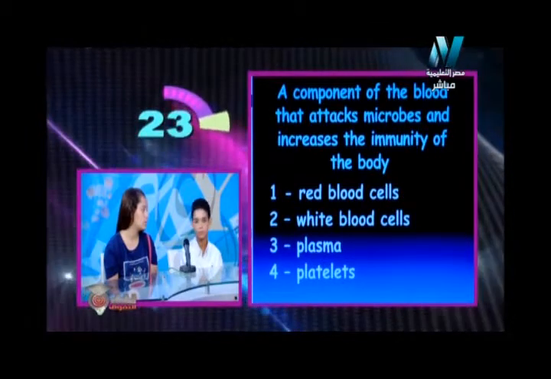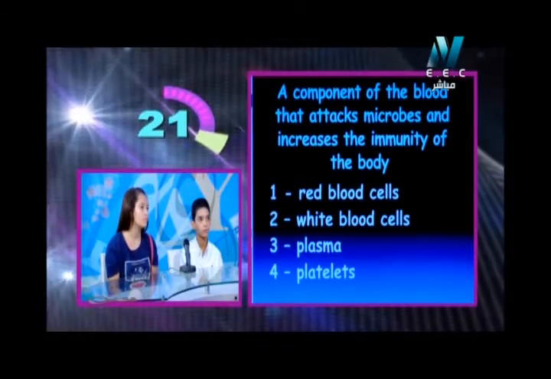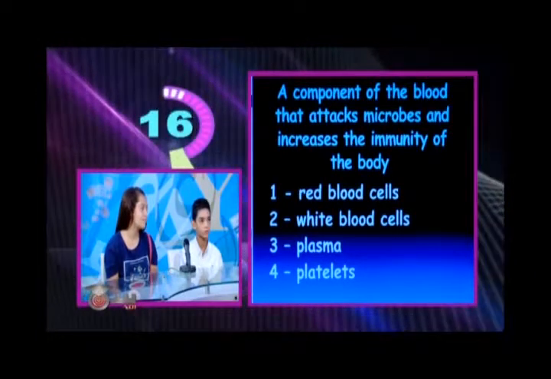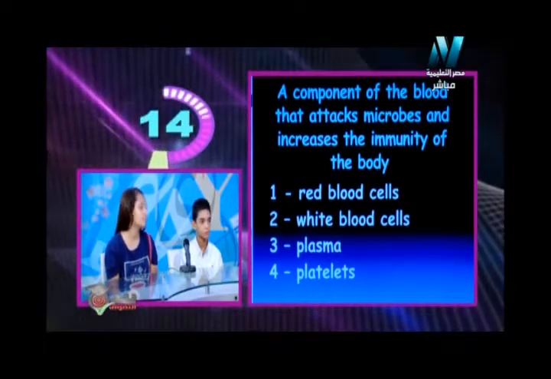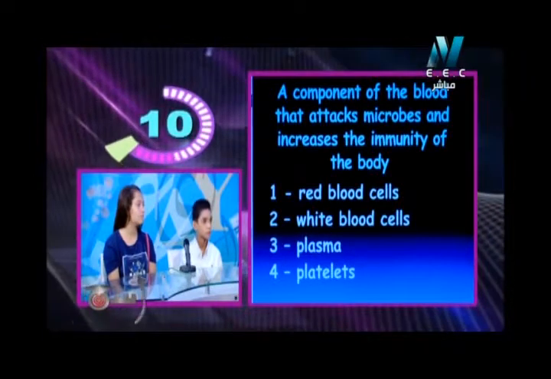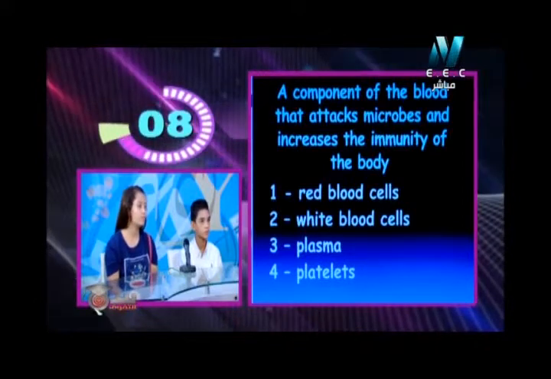Now you will have 20 seconds. You can answer, concentrate. Who will answer? Kareem or Mirolla? Mirolla? Okay. Mirolla, be ready. You have time. 15 seconds from now. Again, the question says, a component of the blood that attacks microbes and increases the immunity of the body.